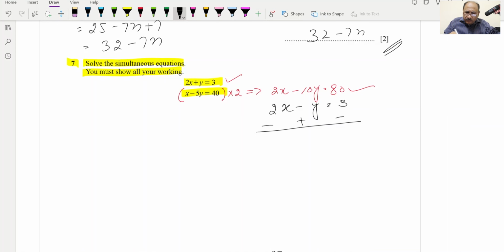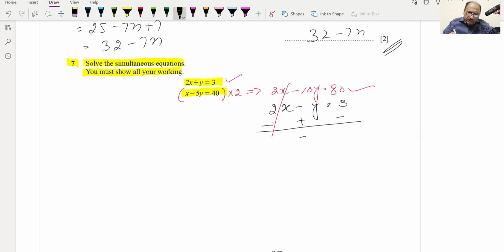Change sign. After changing sign, cancellations, these two will be cancelled, and this is plus over here and we have written minus, so this should be minus over here. So it will be minus 11y is equal to 77. So y will be equal to 77 over minus 11, which is equal to minus 7. So y is equal to minus 7. This will be one answer.